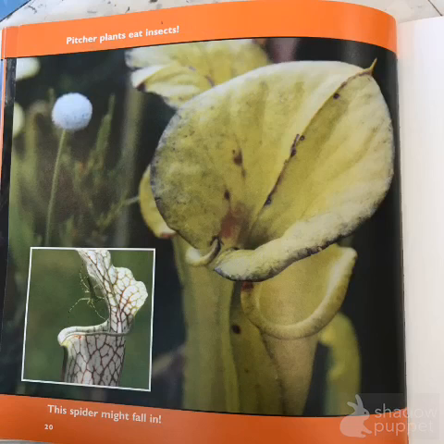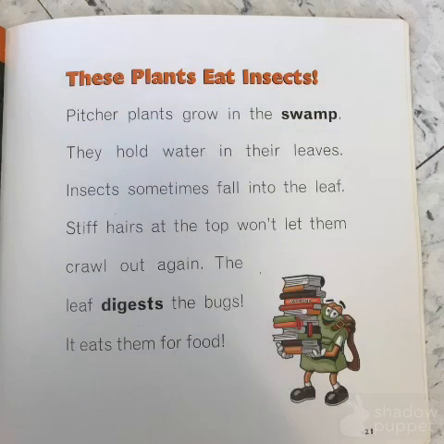Pitcher plants eat insects. This spider might fall in. Pitcher plants grow in the swamp. They hold water in their leaves. Insects sometimes fall onto the leaf. Stiff hairs at the top won't let them crawl out again. The leaf digests the bugs. It eats them for food.